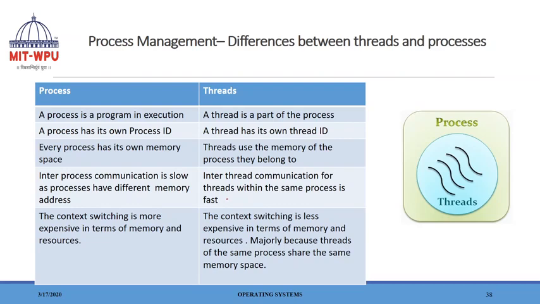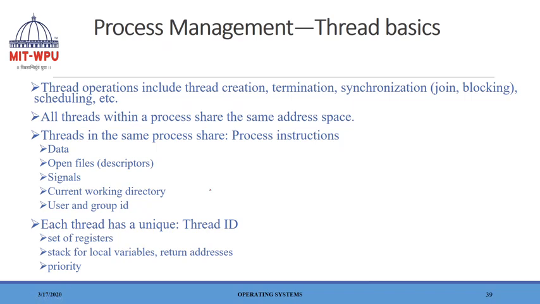Context switching between processes is more expensive in terms of memory and resources, whereas in case of threads the context switching is less expensive in terms of memory and resources, majorly because threads of the same process share the same memory space. The thread operations include thread creation, termination, synchronization, scheduling, and many more. Thread creation, termination, and synchronization can be done at the user level as well as at the kernel level.